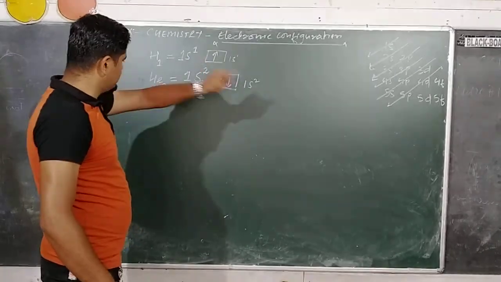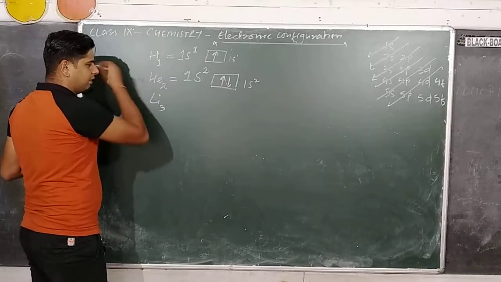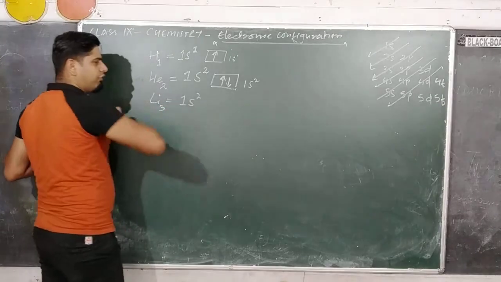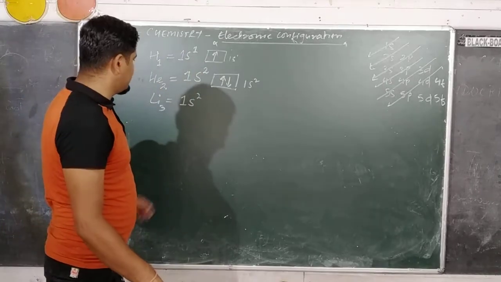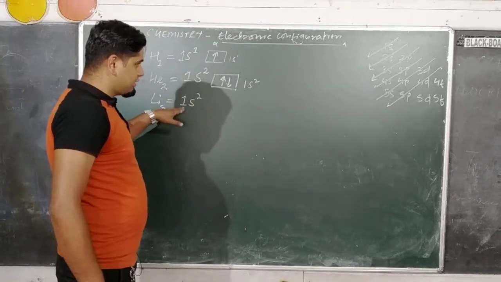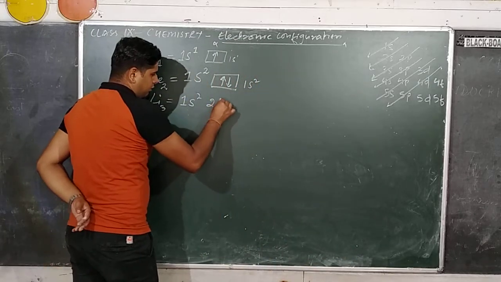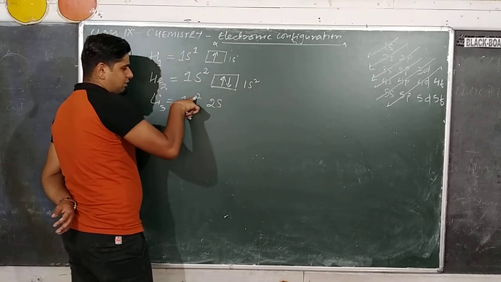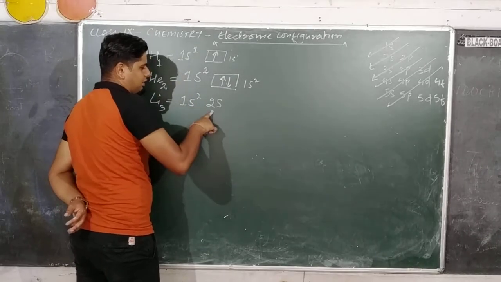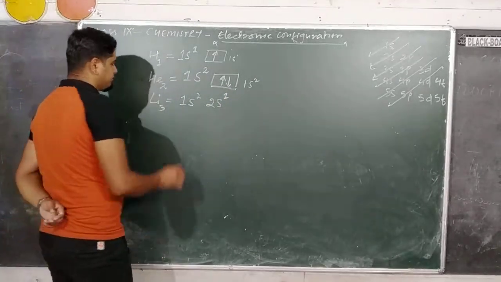So 1s2. After helium, lithium. Listen now, atomic number 3. So this will be 1s2. It's filled now. No more electrons can be accommodated in this particular 1s orbital. After 1s, where to move? We need to move towards 2s. Now 2 electrons are already added in 1s. Now the next electron will be added here. Understood?